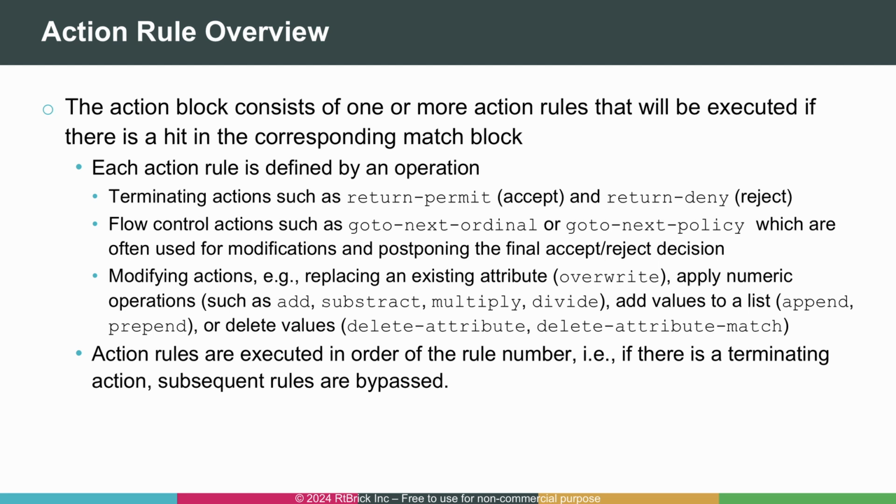Like match rules, action rules are assigned rule numbers and executed in sequence. This is where order matters. Unlike match rules, the sequence of action rules is important because a terminating action might stop the process before any modifications are made. It can also happen that attribute values are changed multiple times, which could lead to inconsistencies.